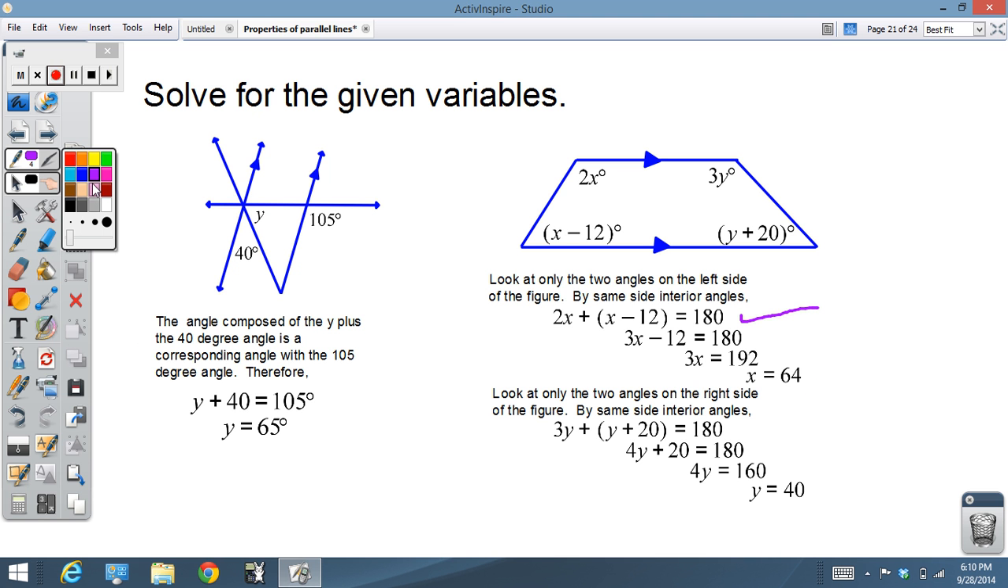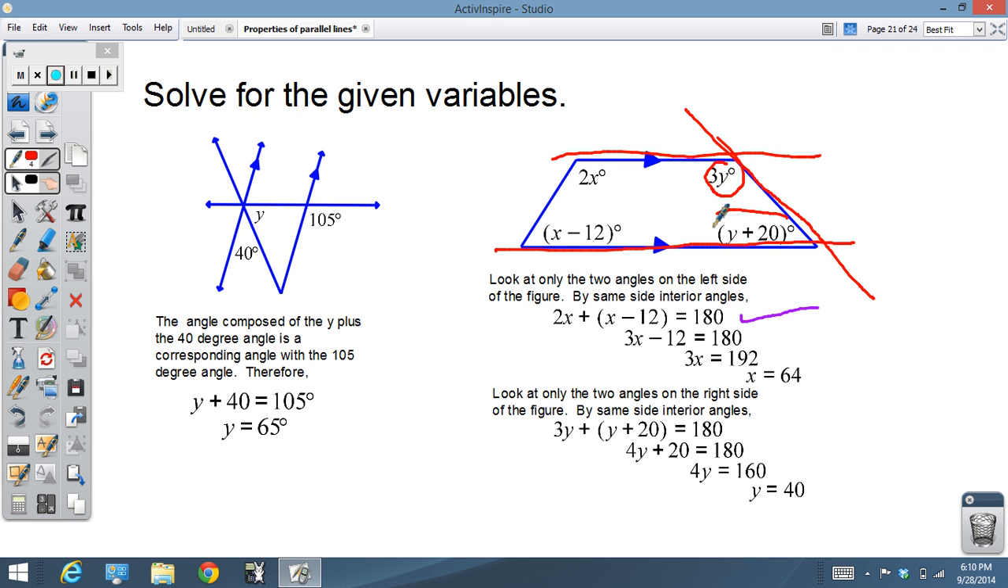We're going to do the same thing now with the right-hand side. Only this time, we picture these two parallel lines cut by this transversal, and also same side interior angles, which means 3y and the y plus 20 have to add up to 180. And our algebra solves this now for y equals 40. Okay?